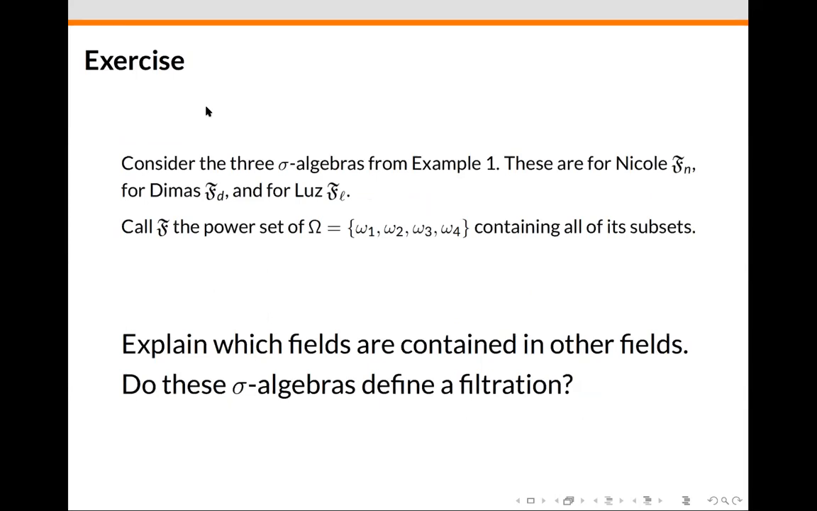As an exercise, consider now the 3 sigma algebras that you have already built from example 1. We have for Nicole Fn, for Dimas Fd, and for Luz we have Fl. Call F with no subscript the power set of omega, so it contains all of the subsets of omega. Explain which of these fields are contained in other fields, and do you see a filtration?